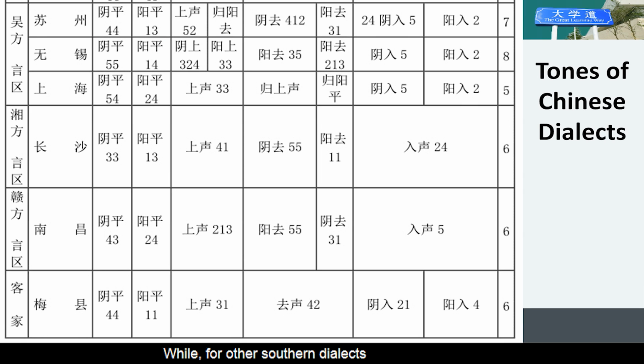While for other southern dialects, you can also consider the situation of them. Some of them remain 入声, and some of them even divide 入声 into further classifications. And 阴平 and 阳平 are typically divided, while some other dialects even differentiate 阴去 and 阳去. So this makes the more complex situation of the tones of southern Chinese dialects.